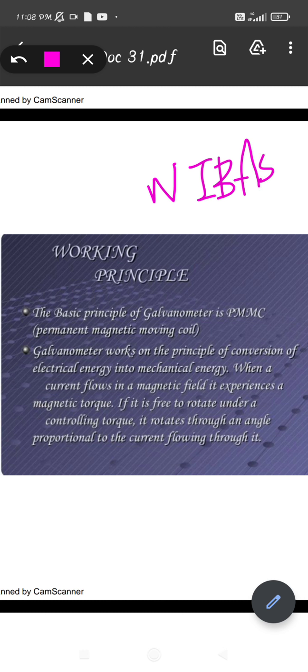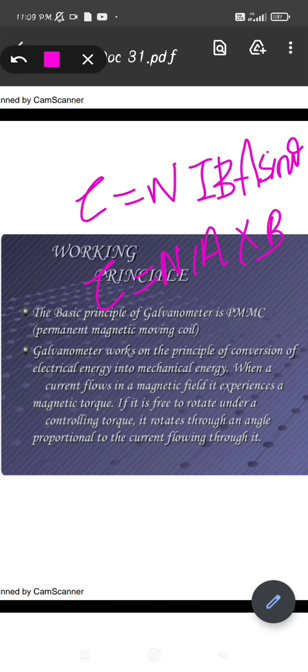So if the angle between them is theta, then the torque acting on that will be equal to NIBA sin theta. So we can write it as torque equals NIA cross B, because we know that this is a cross product, since sin theta appears. So torque is equal to NIA cross B. These are the values for the torque.